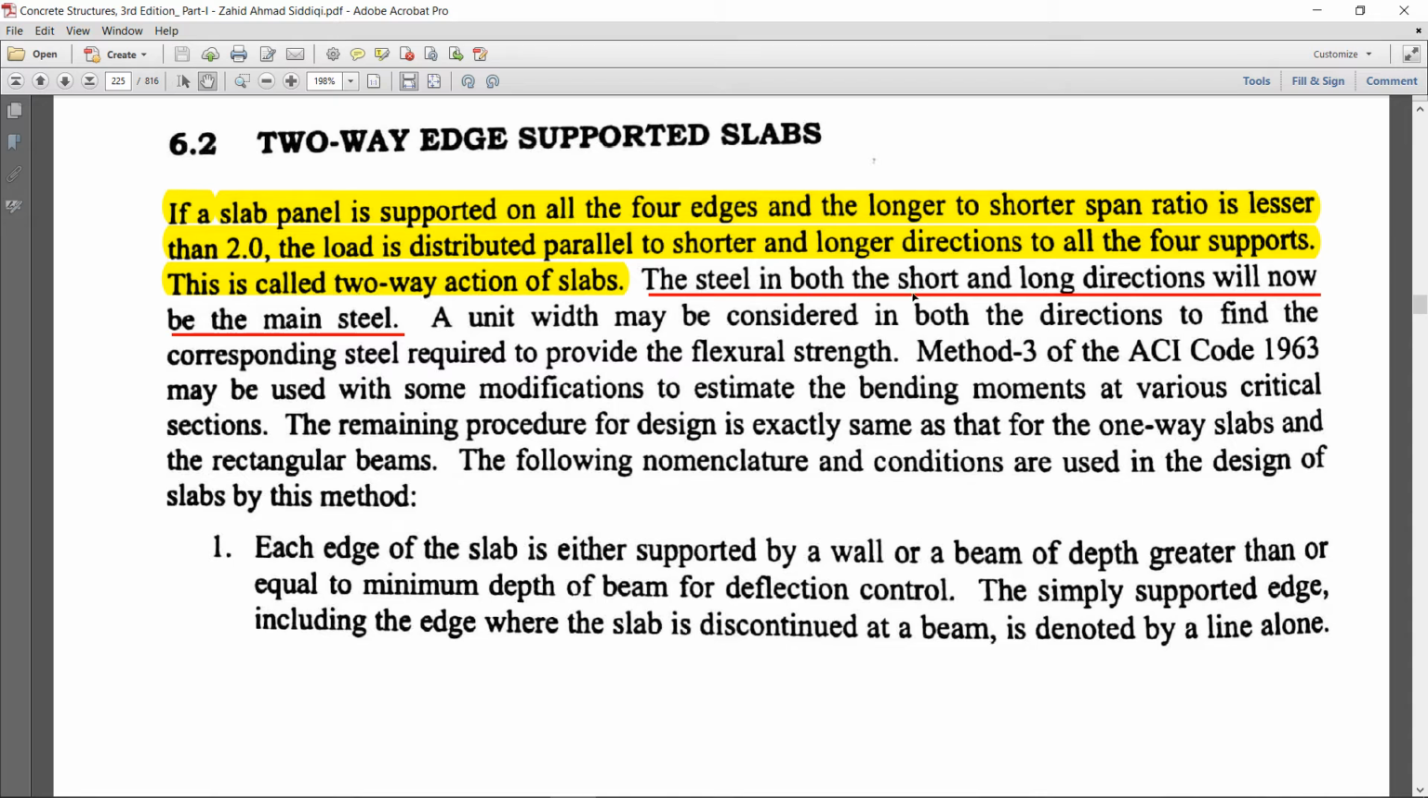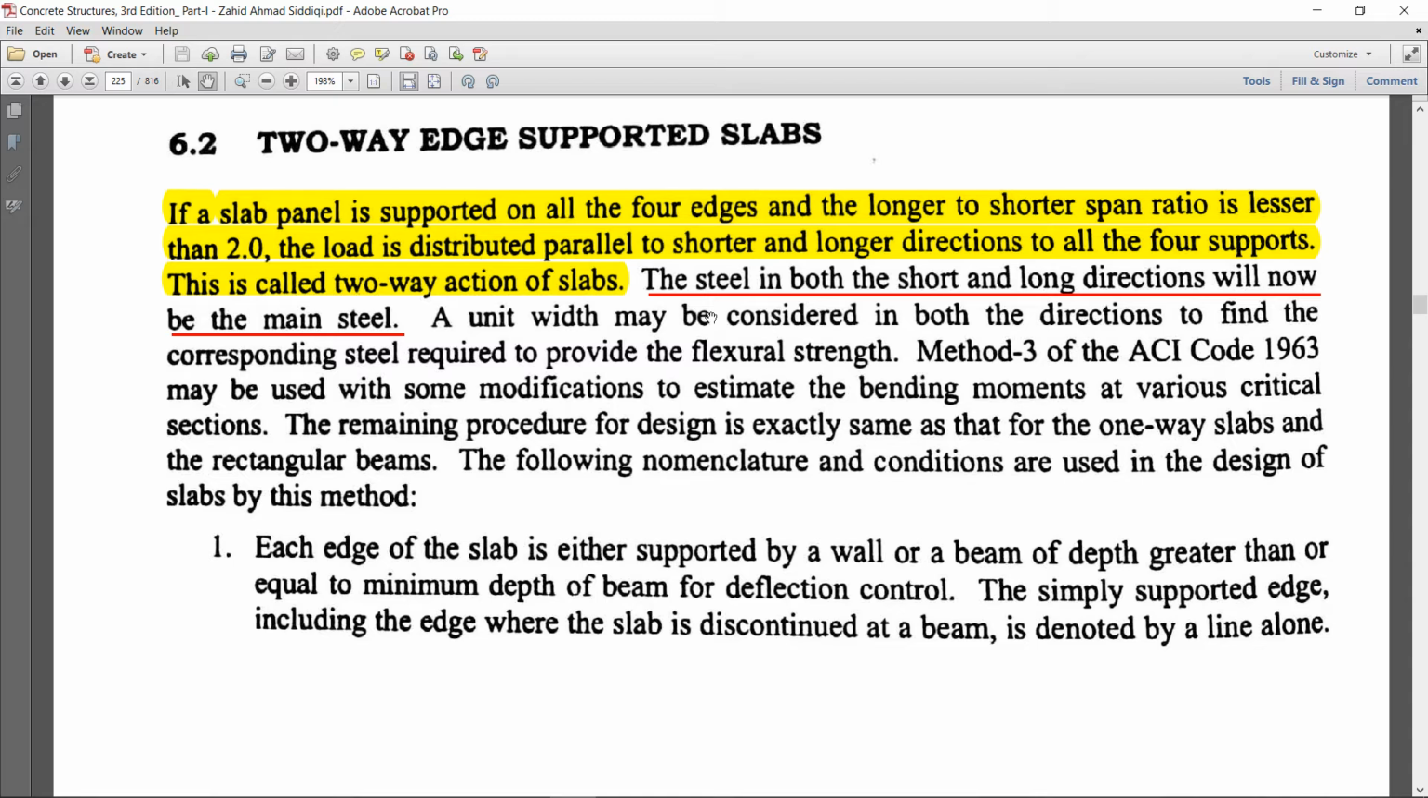The steel in both short and long direction will now be the main steel. When we designed the one-way slab in the previous lectures, we designed only in the shorter span, where the major moment acts and the main steel is provided, and in the longer direction, distribution steel is provided. So the steel in both short and long direction will now be the main steel.